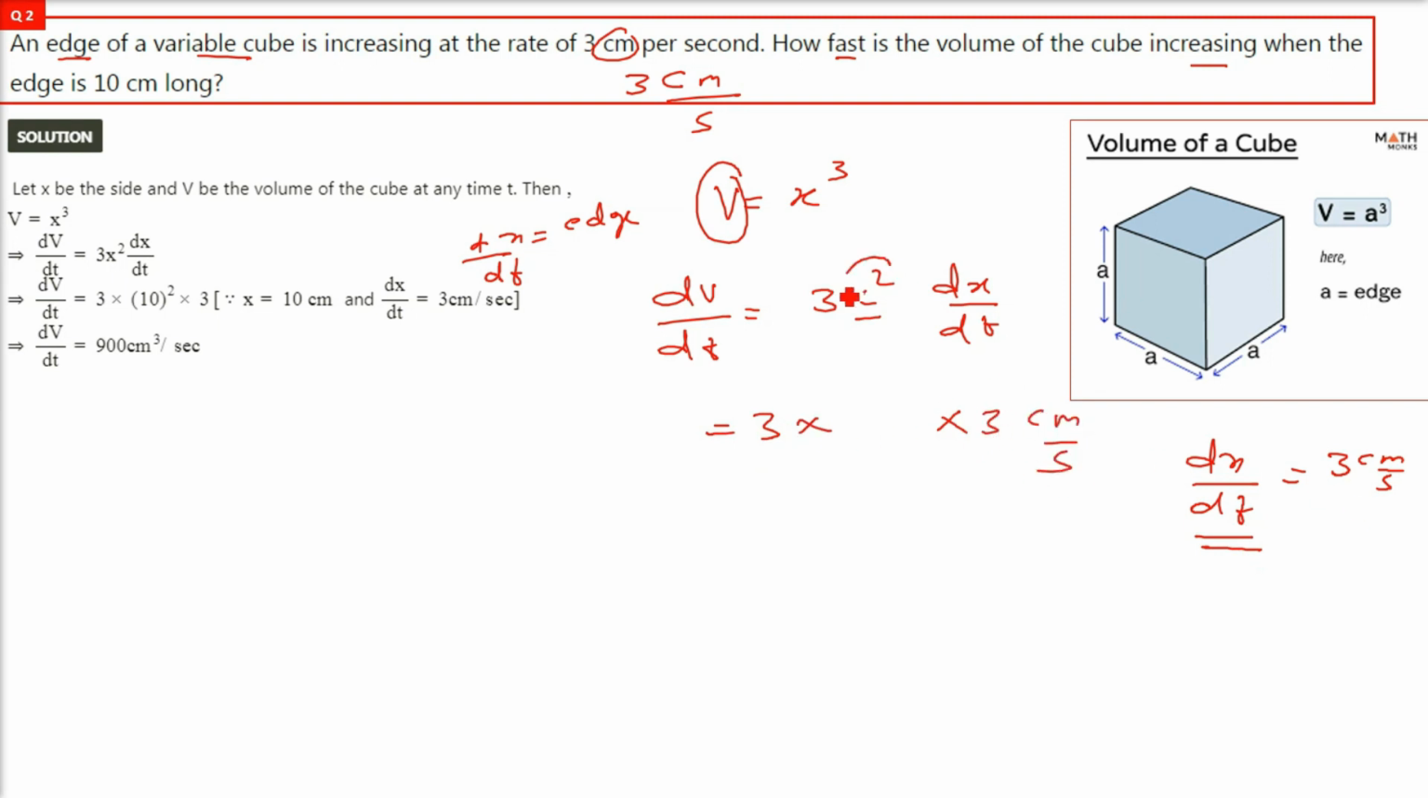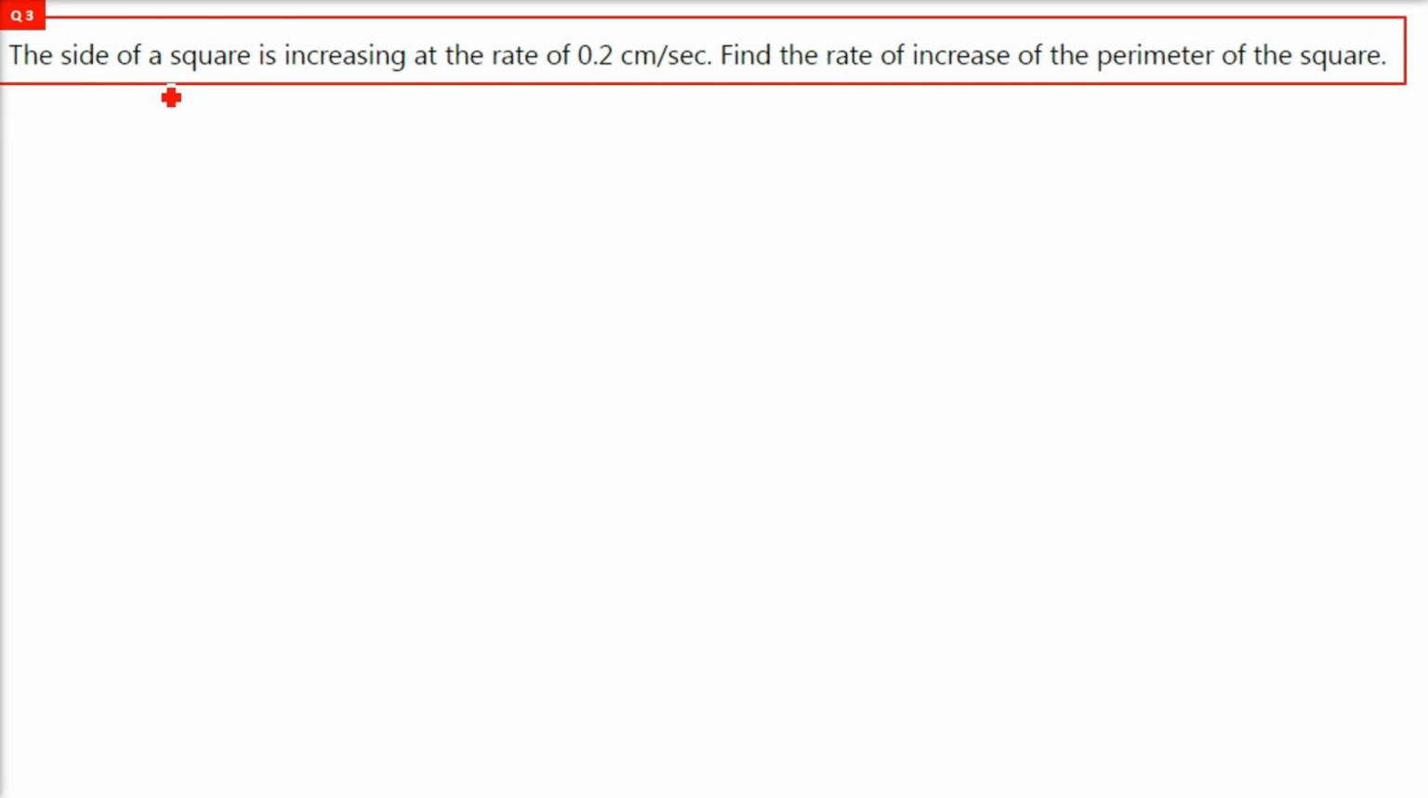And what about this side? It is saying the edge is 10 cm long. So you have to put 10 squared here, which is 100. 3 into 3 is 9. It is going to be 900 centimeter cubed. Why? Because centimeter squared into centimeter gives centimeter cubed, and since there is already a second in the denominator, it is 900 centimeter cubed per second. Alright, so this is dv by dt we have found. The side of a square is increasing at the rate of 0.2 centimeters per second. Find the rate of increase of the perimeter of the square.